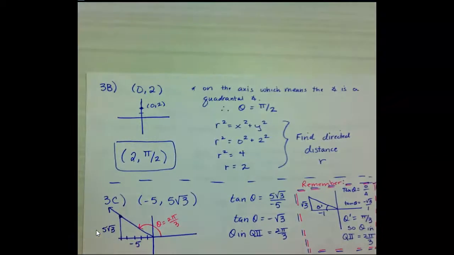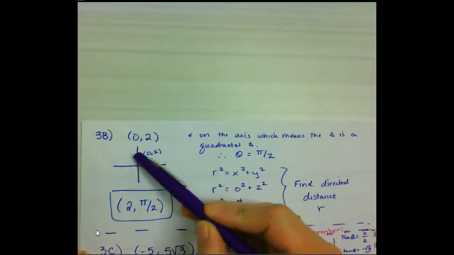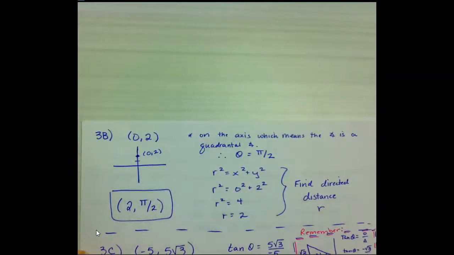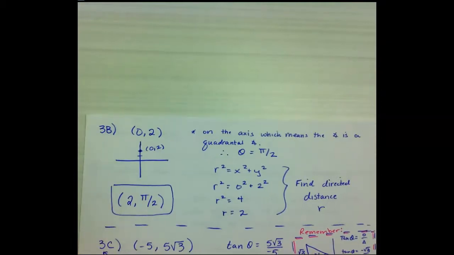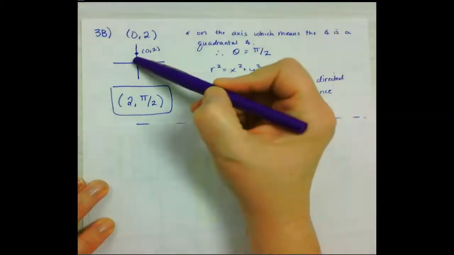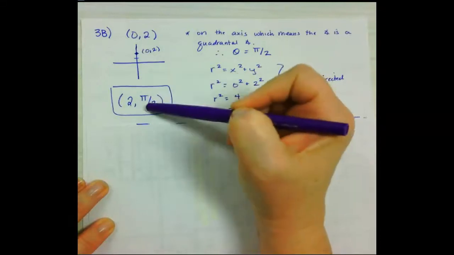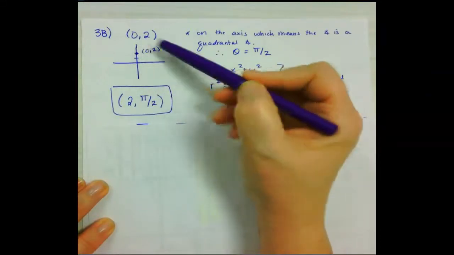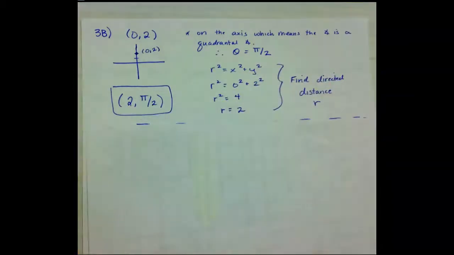All right, so now let's look at 3b. And so it's (0, 2). This is a quadrantal angle, so I should be able to look at it and tell what it is. So I know when it's plotted right here, the angle is pi over 2, and I went 2 up to get to this point, so the directed distance is 2. Again, I could use that circle formula if I didn't recognize that, but hopefully you saw that right away.